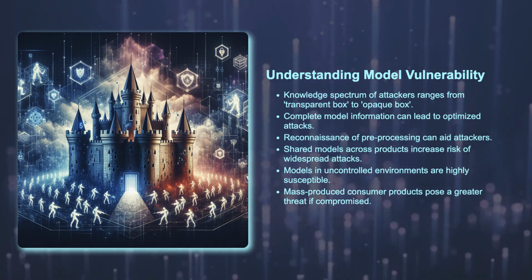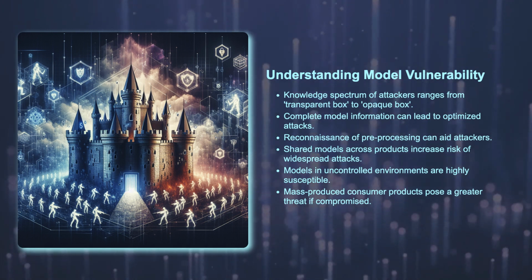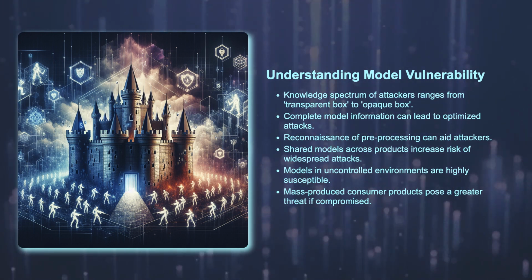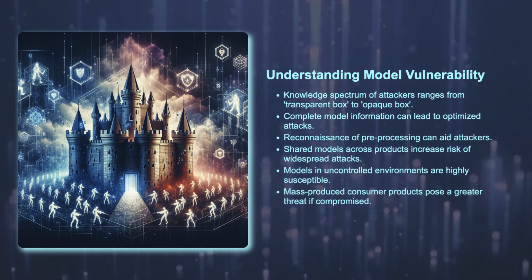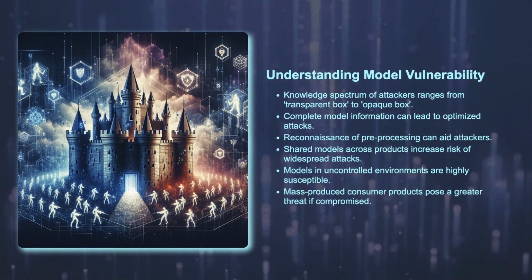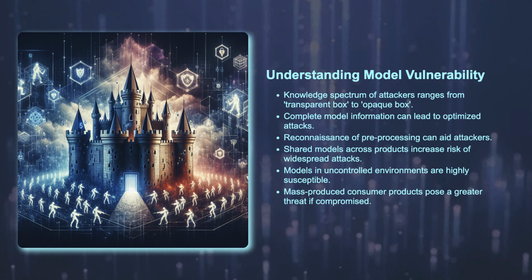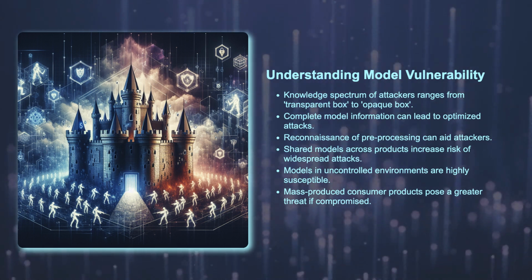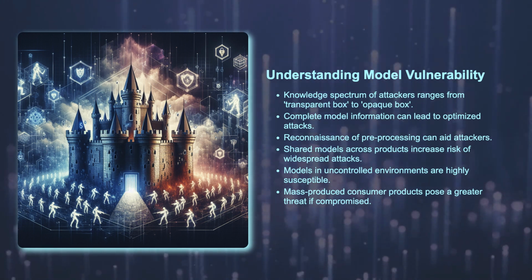If a model is used in more than one place, such as over a range of products, an attacker who gains access to one instance could then create an attack that is effective against all instances of that model. This is especially important when deploying a model in uncontrolled environments, when attackers are likely to have free access to hardware, for example, in a product that is mass-produced and sold directly to consumers.